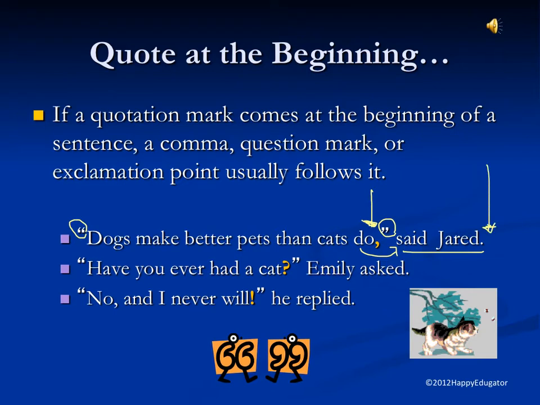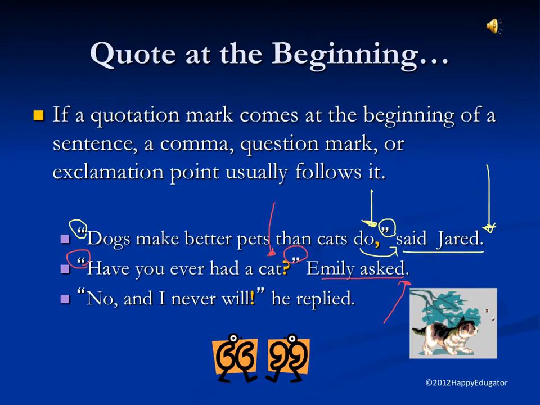Here's another example. "Have you ever had a cat?" Emily asked. I'm tagging Emily at the end. I put quotation marks around what Emily said. Emily's asking a question, so putting a comma here wouldn't make any sense. Instead, I go ahead and I use a question mark. But at the end of my telling sentence, I put a period.